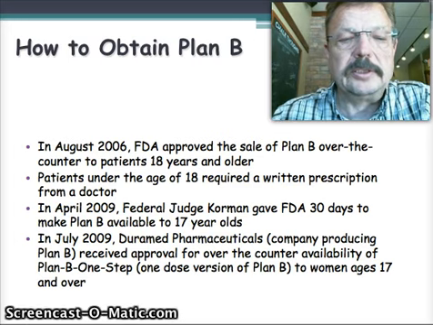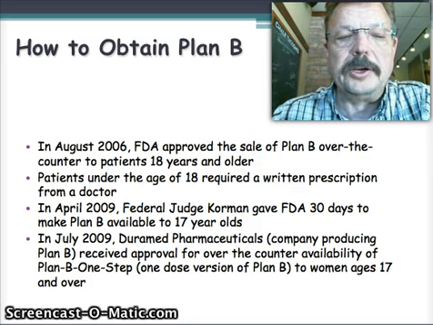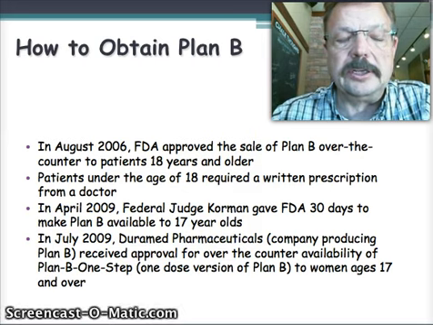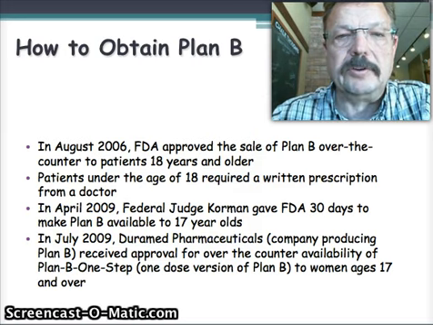In August of 2006, the FDA approved the sale of Plan B over the counter to patients 18 years and older. Under 18 required a written prescription from a doctor. In April of 2009, the FDA gave 30 days to make Plan B available to 17-year-olds. In July 2009, Duramed Pharmaceuticals received approval for the over-the-counter availability of Plan B One-Step, the 1-dose version of Plan B, to women ages 17 and over.